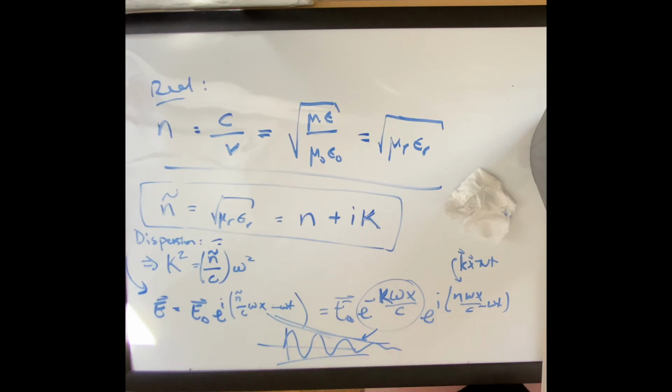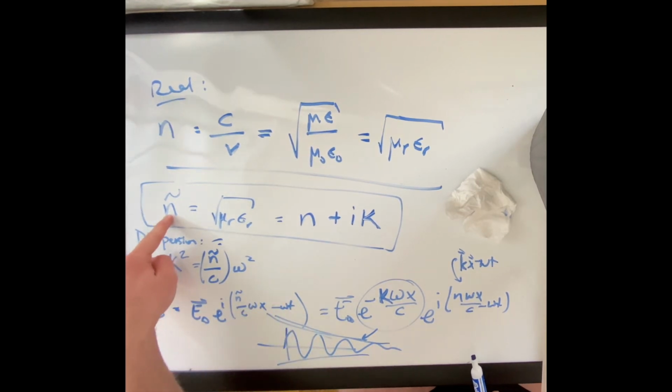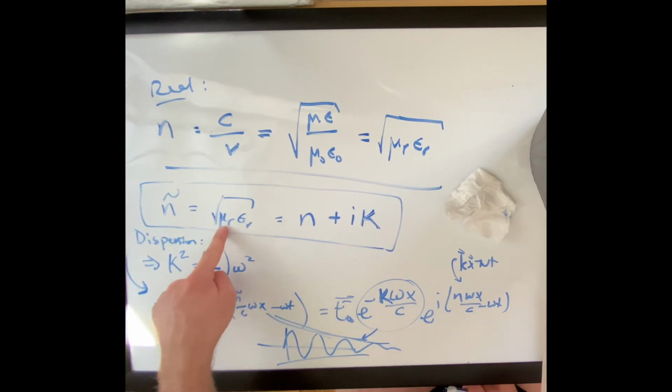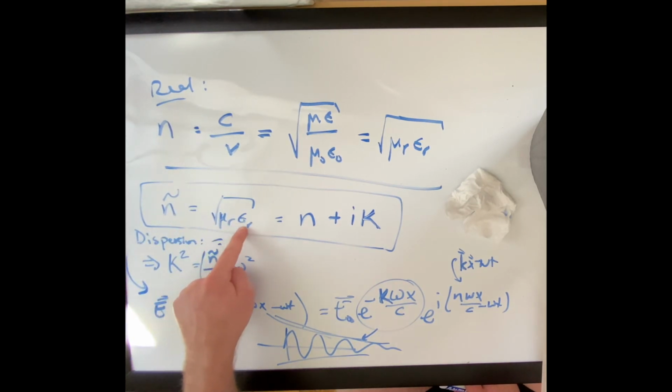The wavelength can change in different materials, etc., but the frequency can never, ever change, because that's intrinsic to the photons themselves. So anyway, this is a non-conducting material with a complex index of refraction, which comes from a complex mu and epsilon.